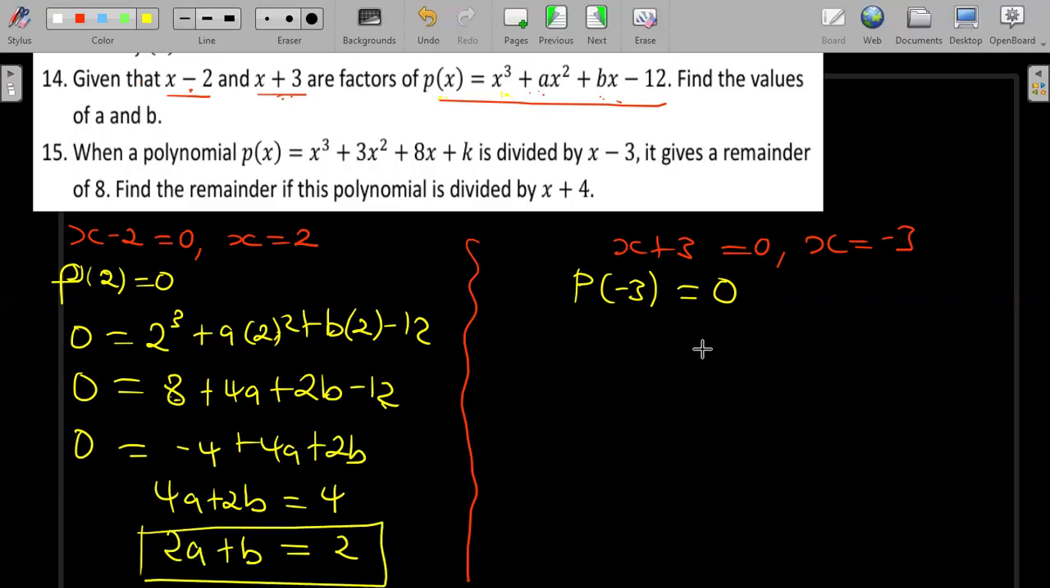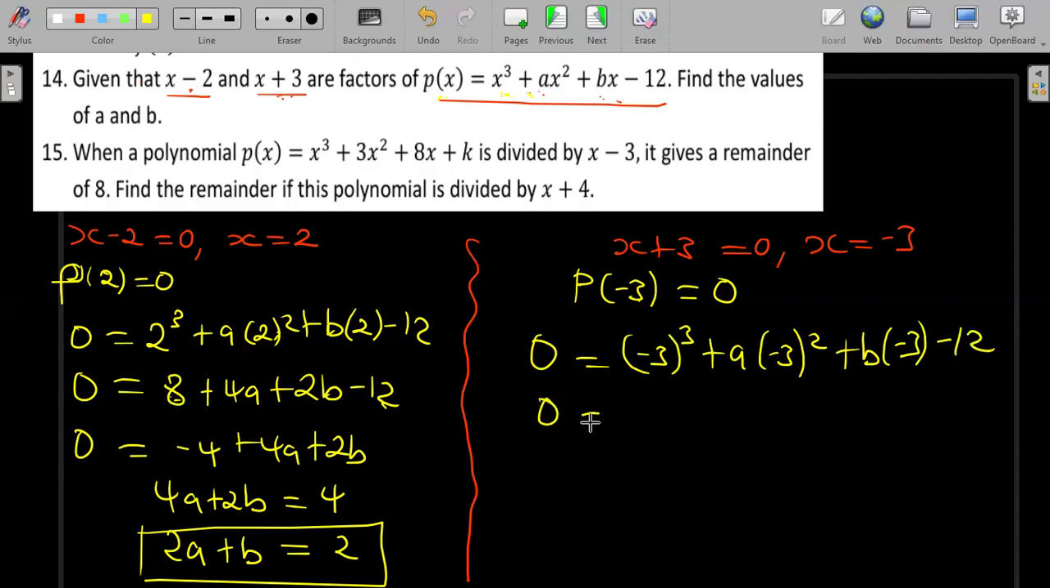Then let's find our other equation. 0 is equal to, and wherever there's x, we put minus 3. So minus 3 cubed, plus a times minus 3 squared, plus b times minus 3, minus 12. Here we get minus 27. Then minus 3 to the power 2 is 9, so plus 9a, and then minus 3b, minus 12.